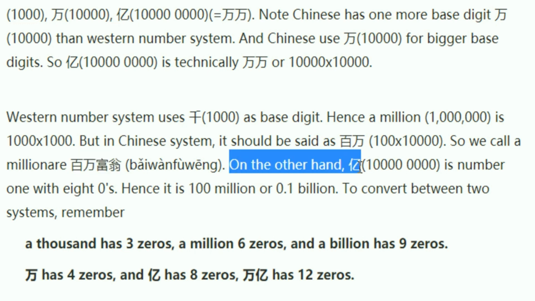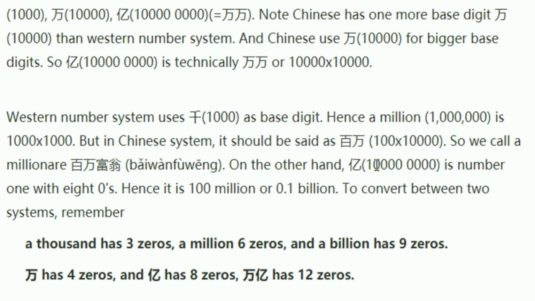On the other hand, the Chinese number 亿, which is 万万 or 10,000 times 10,000, is a number 1 with 8 zeros after that. So you can say, converting that to the Western system, it is 100 million or 0.1 billion.